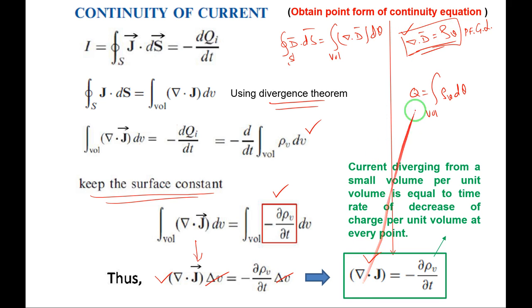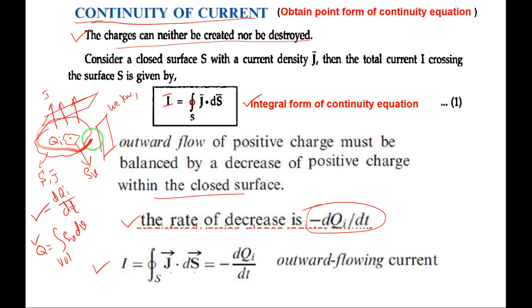the divergence of J vector is equal to minus dou rho v by dou t. I have explained what it actually means. Let me read it: current diverging from a small volume per unit volume is equal to the rate of decrease of charge per unit volume at every point. This is the big volume, and I am considering a small volume within that big volume. So del dot J means the current, the charges, are leaving this small volume in this direction.